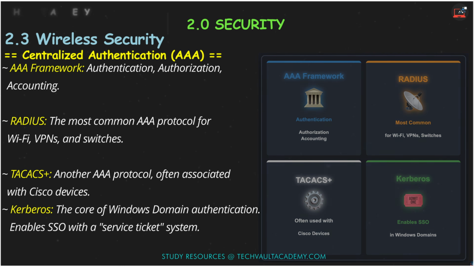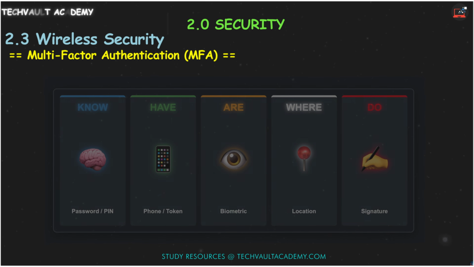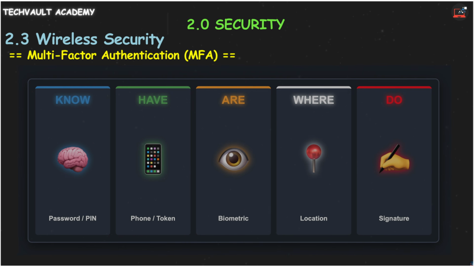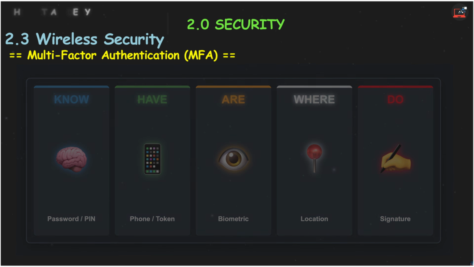Of course, a password alone isn't enough. We need multi-factor authentication, or MFA, which combines different types of factors. These are something you know, a password, something you have, your phone, something you are, a fingerprint, where you are, your location, and something you do, your signature.